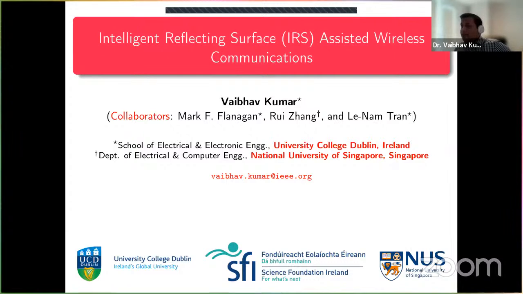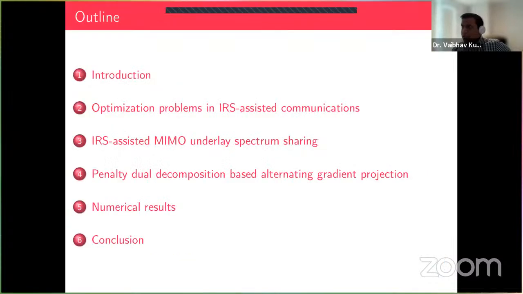After the introduction, I will move towards some of my recent results. For that work, we collaborated with Professor Mark Flanagan and Professor Lee Nam Tran, both from University College Dublin, and Professor Rui Zhang from the National University of Singapore.